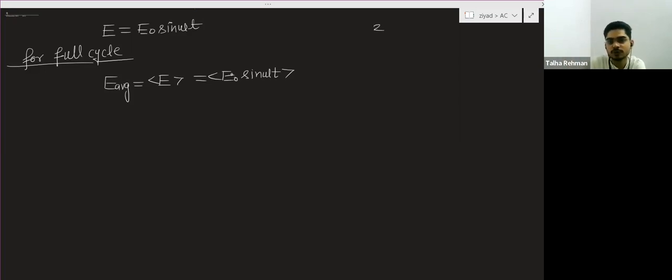Suppose you want to calculate the average of 2. 2, 2, 2, 2. You can take any number of 2's. So 2 plus 2 plus 2 plus 2. How many 2's are there? 1, 2, 3, 4. Here it will be 8, 8 divided by 4, again you will get 2. So basically this average value of E naught, or of a constant value, will remain the same.